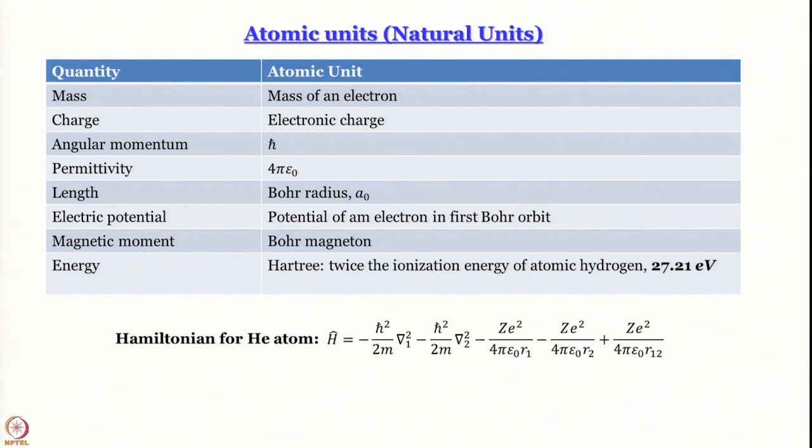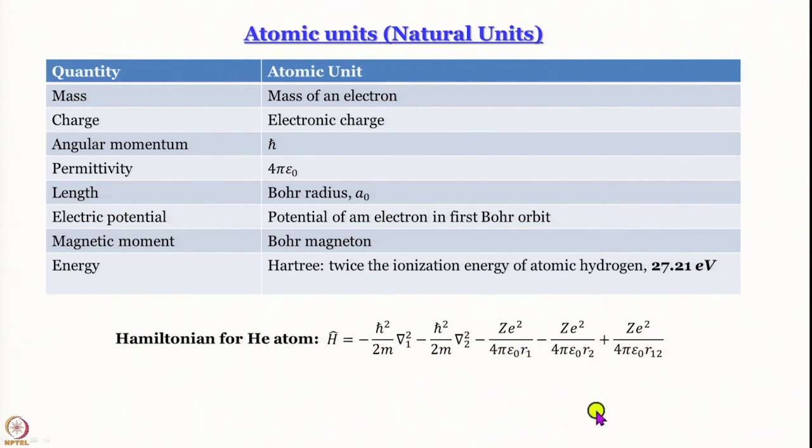So, what I will do is, I will start from this Hamiltonian for helium atom, and I will write it in atomic units. What will happen? All the h cross square will become 1, all the m's will become 1, because here m is mass of an electron. So, the first term and the second term, what will they become? Minus del 1 square minus del 2 square. What will the third term become? e is set to 1, 4 pi epsilon 0 is 1. So, you are left with minus z by r 1.